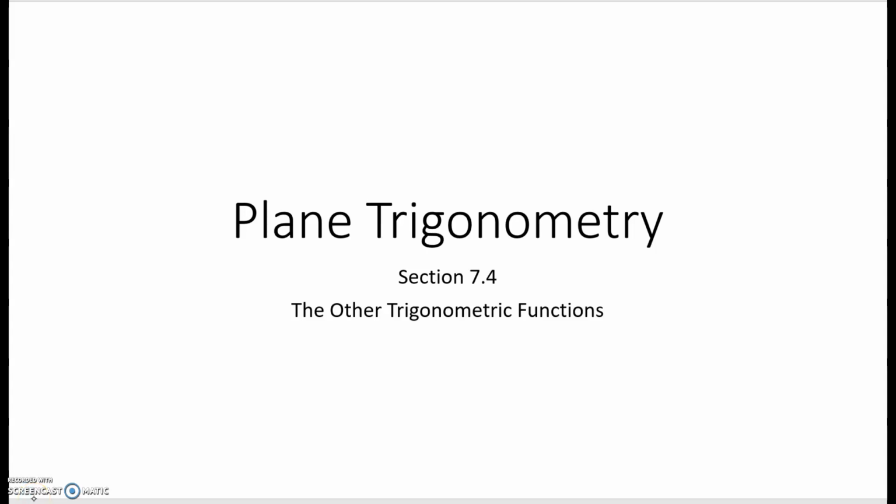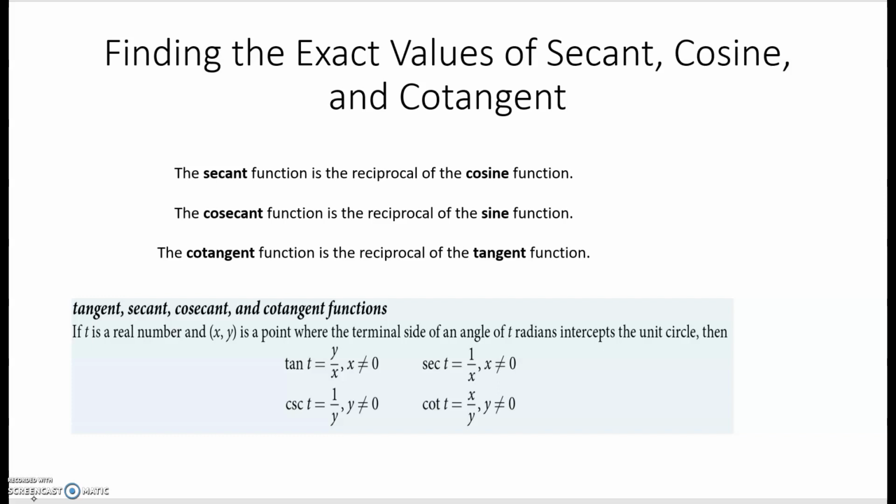Alright, section 7.4, we're talking about the other trig functions. The other trig functions would be tangent, cotangent, secant, and cosecant. Now we've already learned about sine and cosine, and a little bit about tangent.